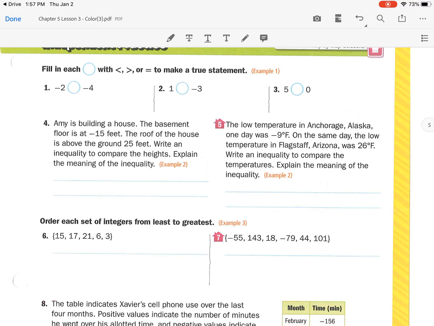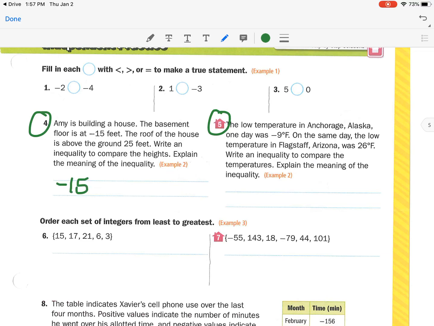And let's just take a look at 4 and 5, and then we're going to be done. So we're going to look at 4 and 5 together. Amy's building a house. The basement of the floor is -15 feet, and the roof of the house is above ground at 25 feet. Write an inequality and explain the meaning. So -15 feet is less than 25 feet.